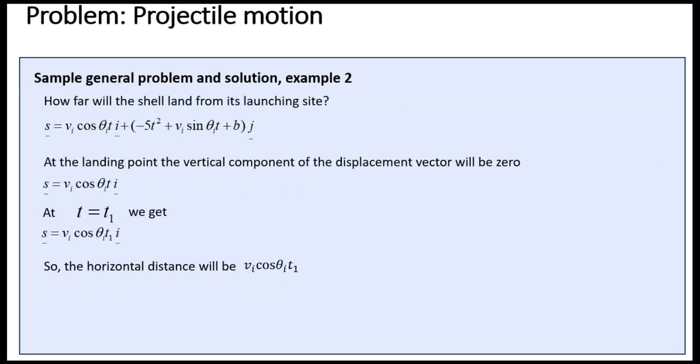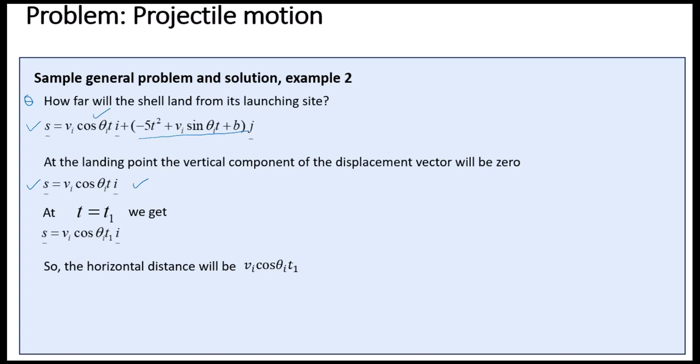Now, another typical question that may be asked is something like this. How far will the shell land from its launching site? So we have to again make use of the expression for the displacement. And we know that when it is going to land, the vertical component of the displacement vector will be 0. So what remains is only the horizontal component. So we will get S equal to Vi cos theta I t times I. That will be the horizontal component of the displacement.